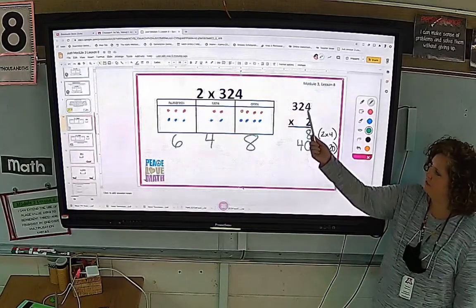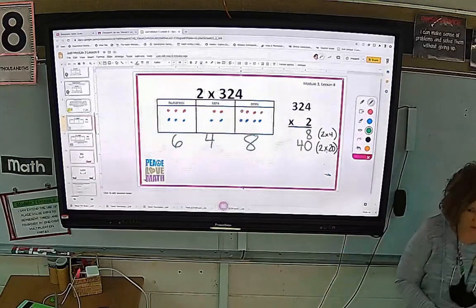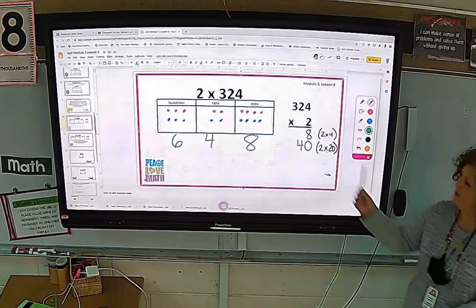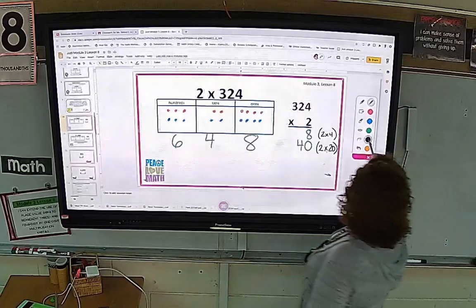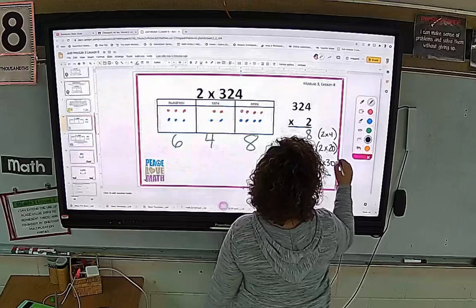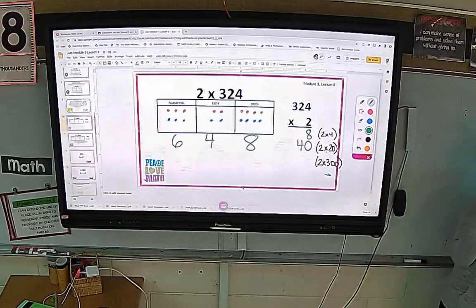Okay, now the 2 will go to the 3. The 2 times 3, but is it actually just 2 times 3? No. Will, what is it? 2 times 300. 2 times 300 because that 3 is in the hundreds place. So this is actually 2 times 300. What is 2 times 300?